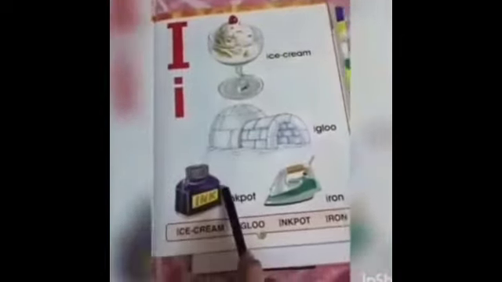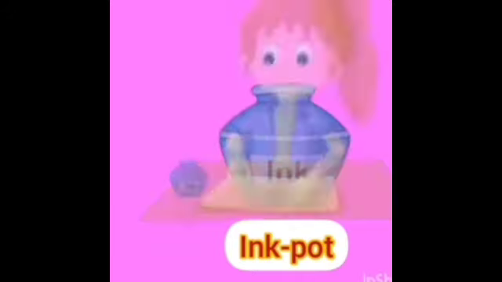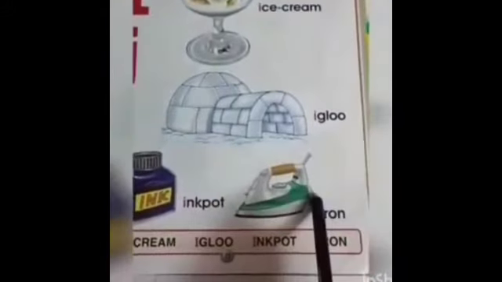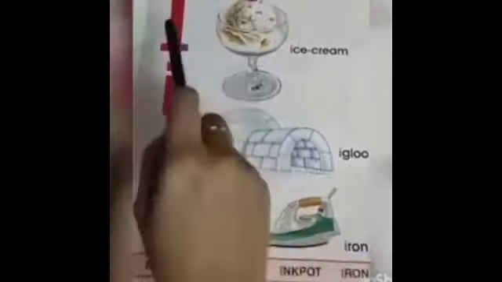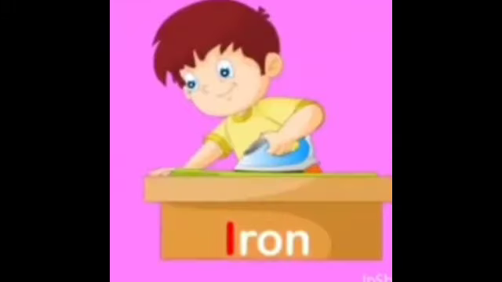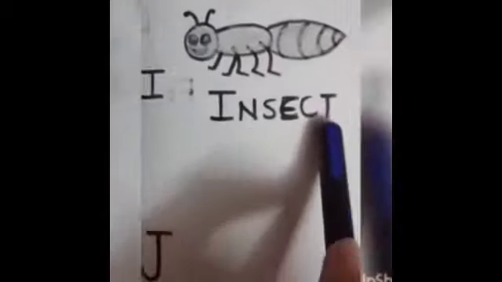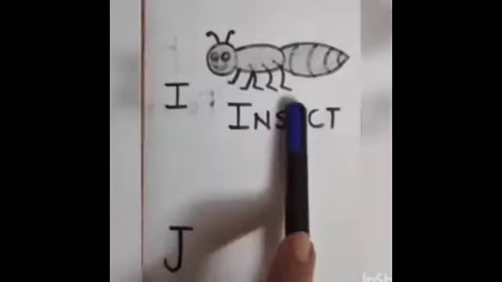I for ink pot. I is for ink pot. I for iron. Iron is used to iron the clothes. I for insect. What is this, children? Insect. I for ice cream. I for igloo. I for ink pot. I for iron.